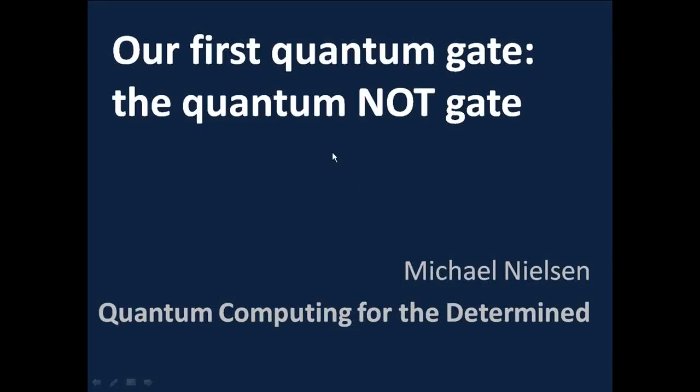So over the last two videos, we've seen how to describe the state of a qubit. In this video, we'll see how to change the state of a qubit. In particular, we'll introduce our very first example of what's called a quantum logic gate.